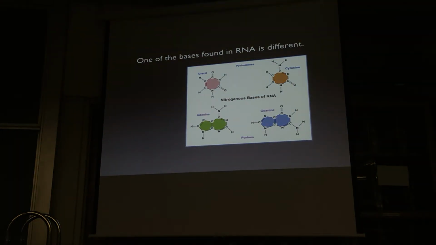So DNA has adenine, thymine, cytosine, guanine. RNA has adenine, uracil, cytosine, guanine. And actually, thymine is 5-methyluracil. So thymine and uracil are the same, except thymine has a methyl group and uracil doesn't.